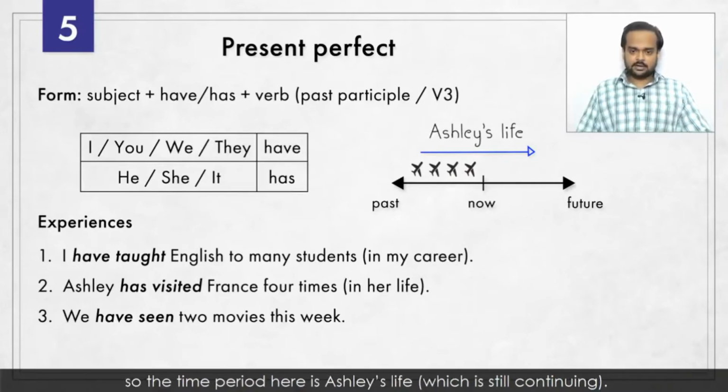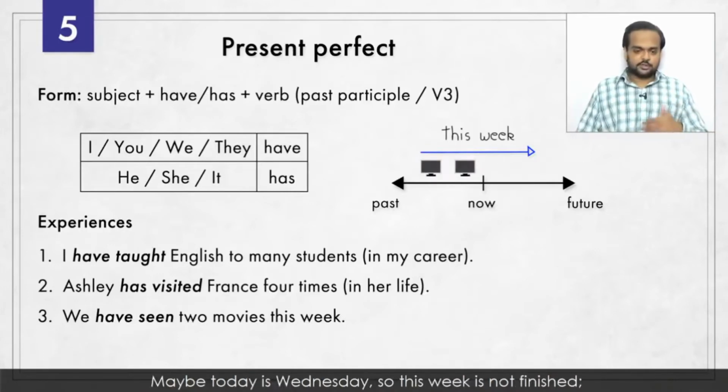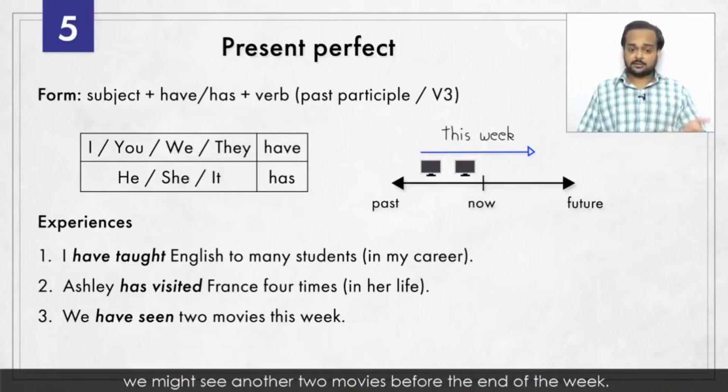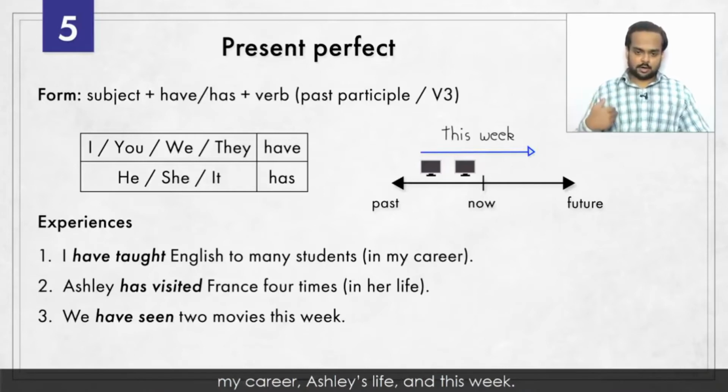So the time period here is Ashley's life, which is still continuing. In the third sentence, the time period is this week. Maybe today is Wednesday, so this week is not finished. We might see another 2 movies before the end of the week. So in these sentences, the time period is continuing or ongoing. My career, Ashley's life, and this week.